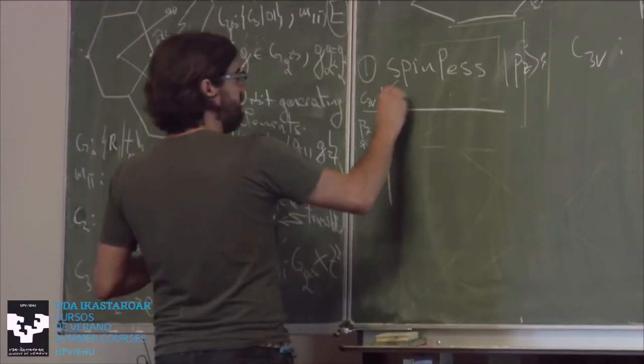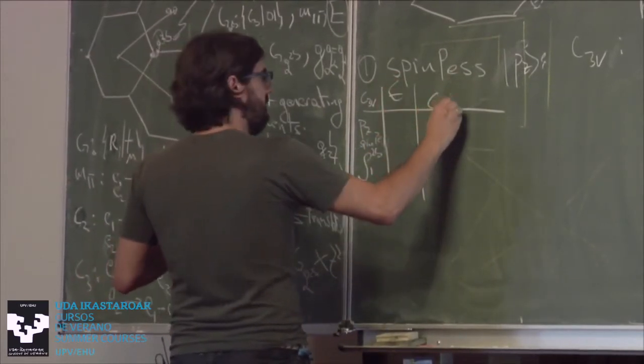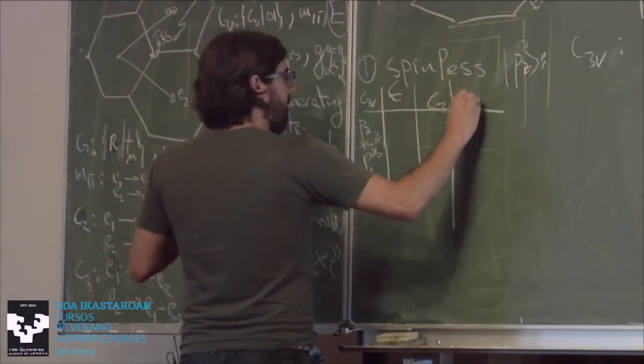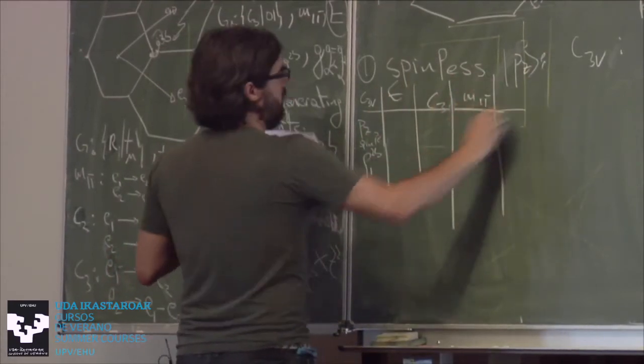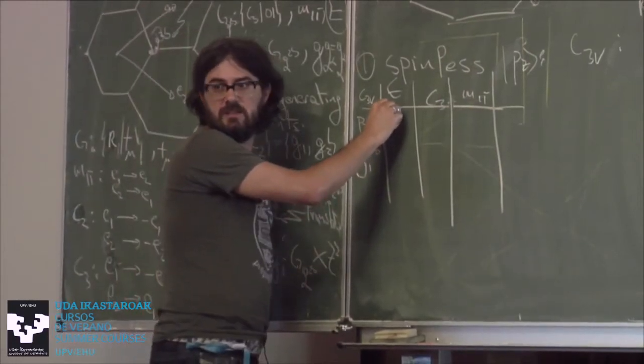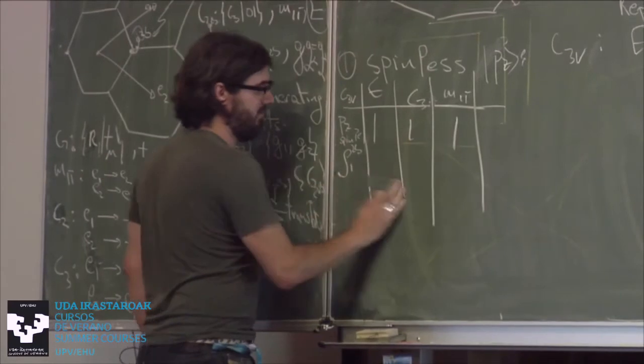And it's got the characters under E, C3Z, this is the z-axis rotation, M11 bar. And what are the characters? Please. Okay, very good.